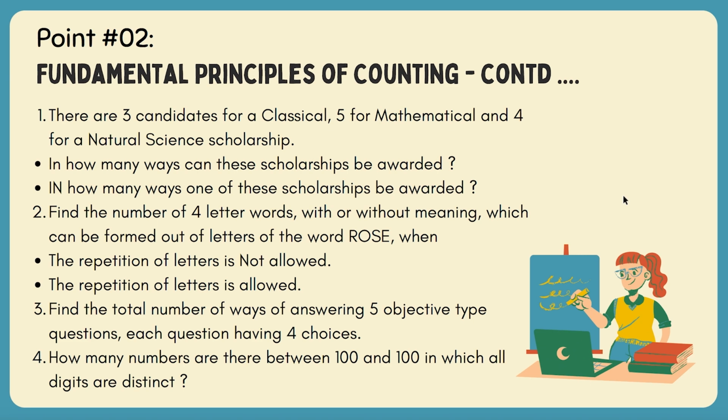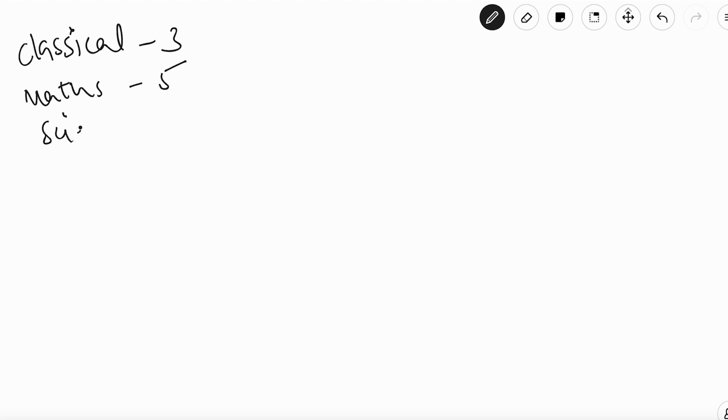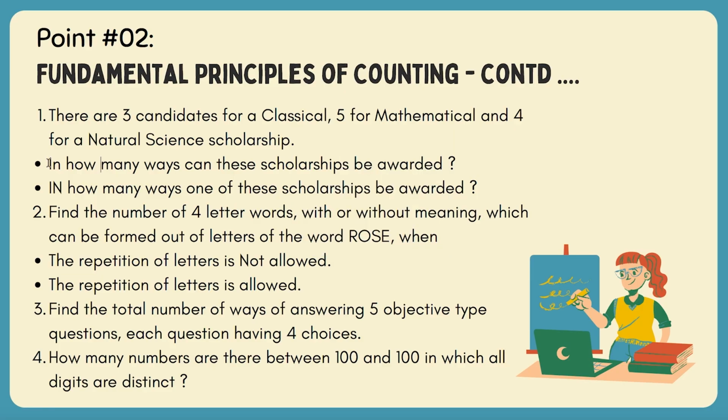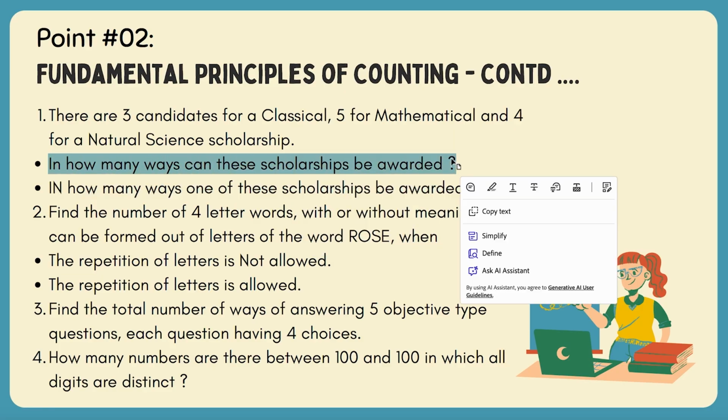Let's practice some problems on these fundamental principles of counting. We will explore cases for both addition and multiplication. The first problem is related to distribution of scholarships. We have 3 candidates for classical, 5 for mathematical and 4 for natural science scholarships. So we have 3 categories here. Classical is 3, for mathematical we have 5, and for science we have 4. So the first question is, in how many ways can these scholarships be awarded?